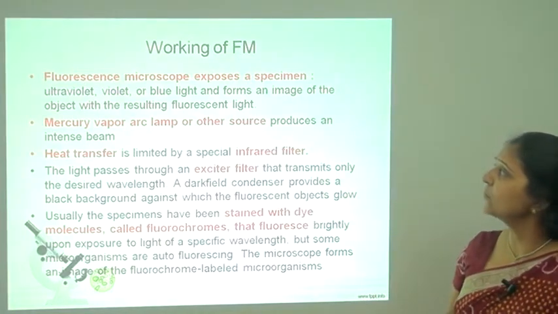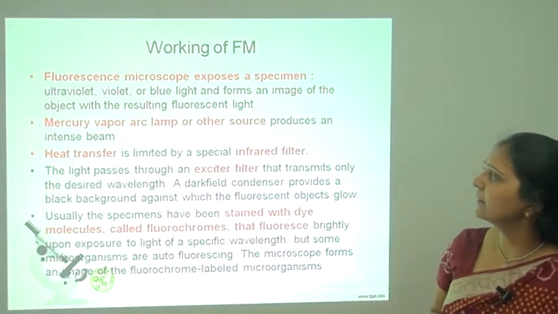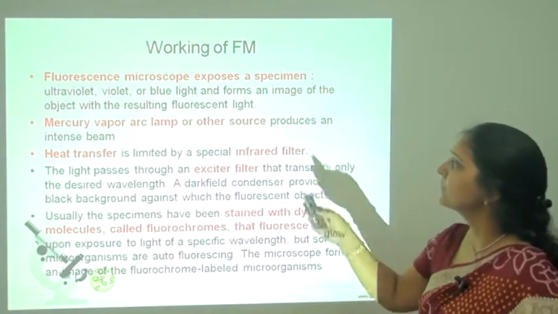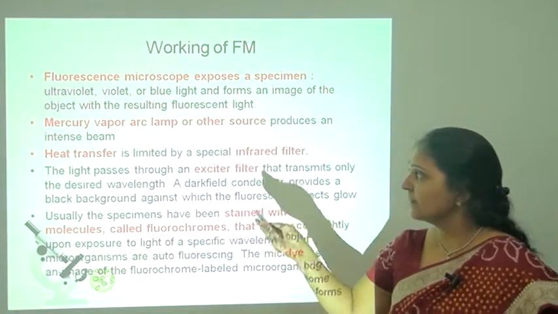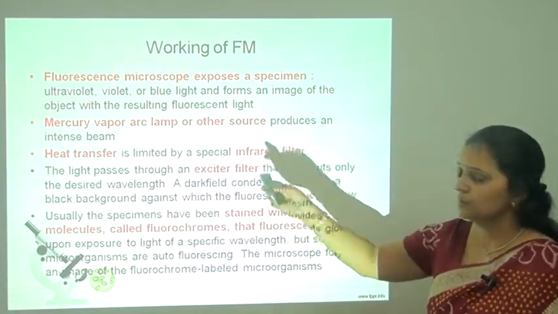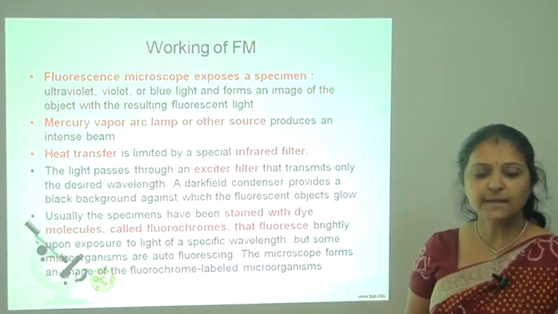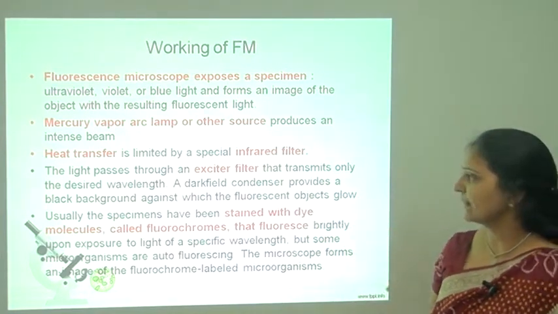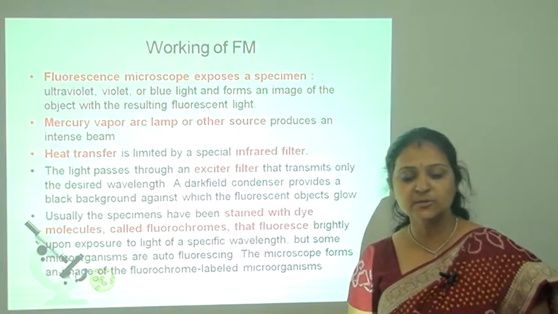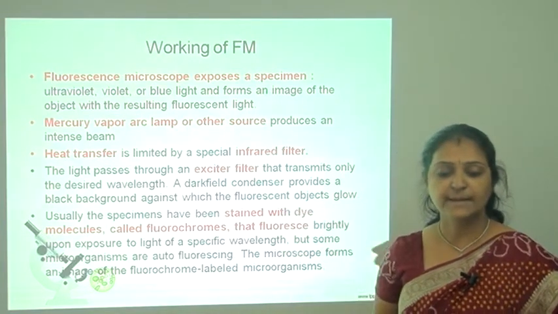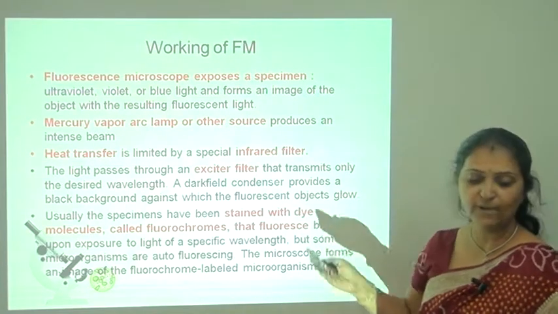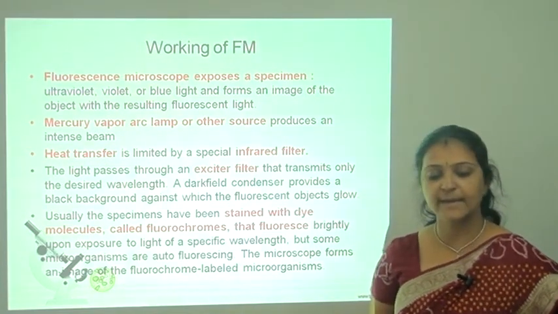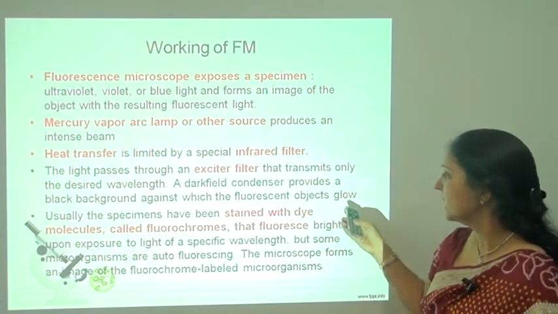In fluorescent microscopy, ultraviolet, violet or blue light forms an image of the object with the resulting fluorescent light. A mercury vapor lamp or another source produces an intense beam. Heat transfer is limited by special infrared filters, and the light passes through an exciter filter that transmits only the desired wavelength, and a dark field condenser provides the black background against which the fluorescent objects will glow.